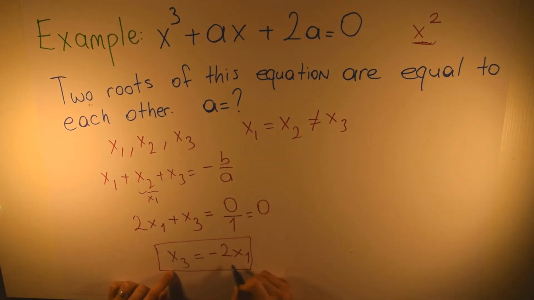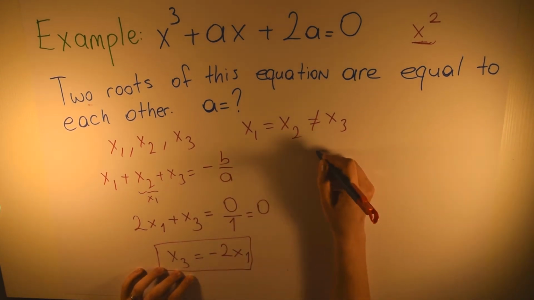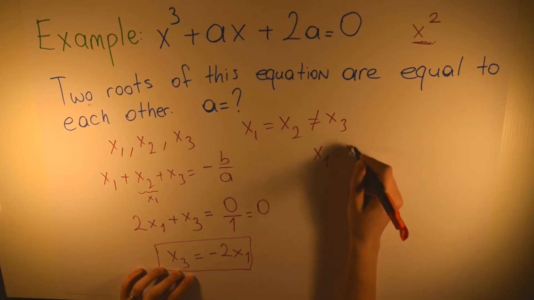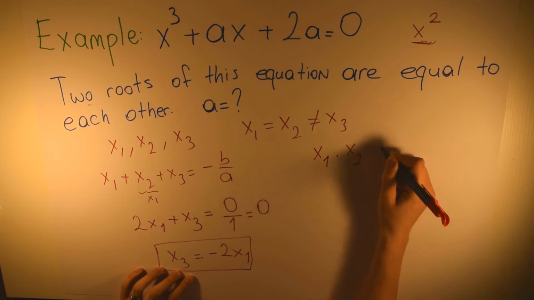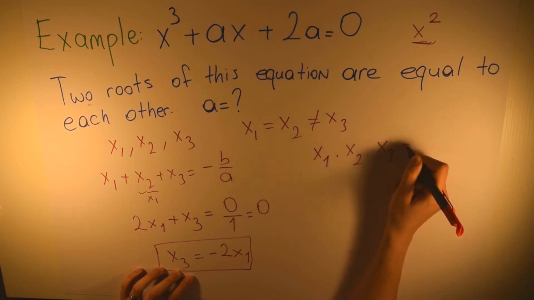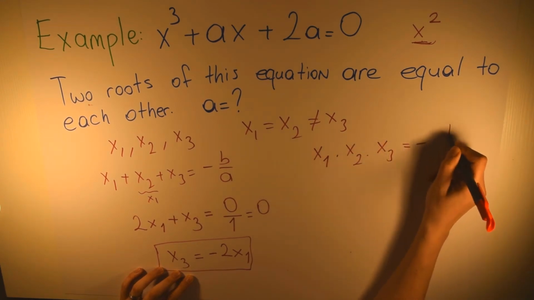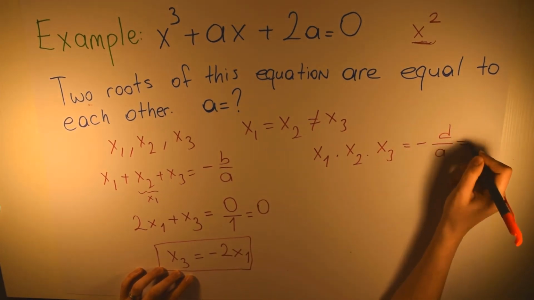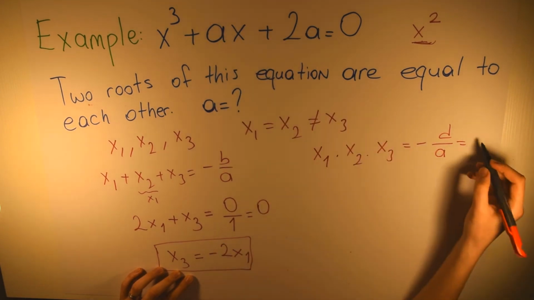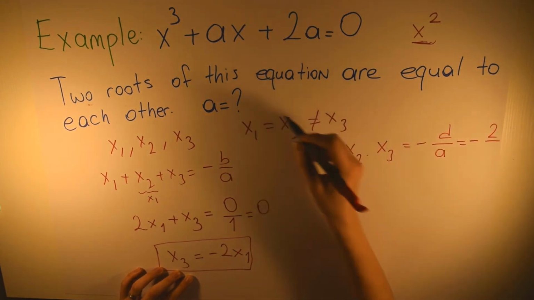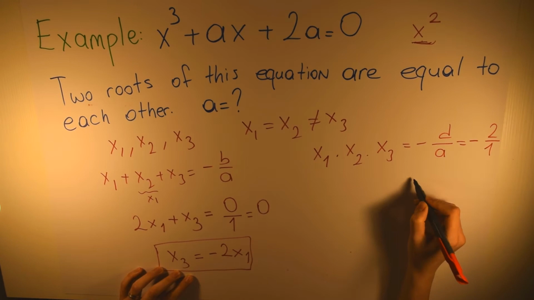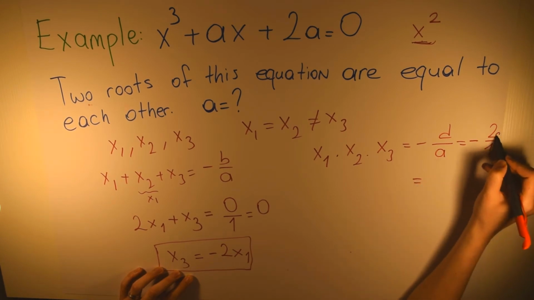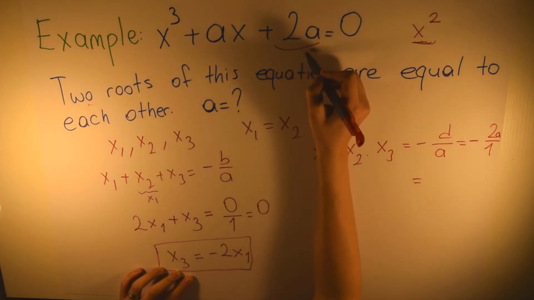After finding this, I will write down the formula for the product of these three roots, which is x1 times x2 times x3, and this is equal to minus d over a. Our d is 2a, so it's minus 2a over our a, which is 1, which is equal to minus 2a, because this is our d.